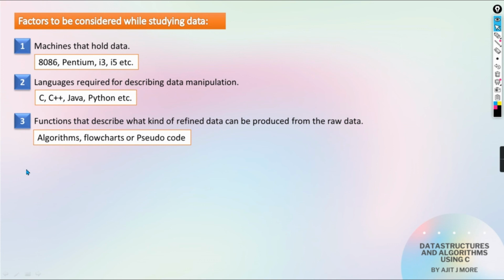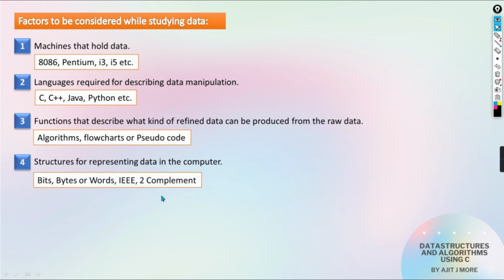And finally, how the data is going to be internally represented in your computer's memory. Getting? So there are different representations, I told you. If it is a whole number, it is in binary form; a negative whole number, in 2's complement form. If it is floating point, then it is stored in IEEE notation. Different representations are there, like bits and bytes or words or IEEE notation or 2's complement. These are the different ways of representing your data in the computer's memory.